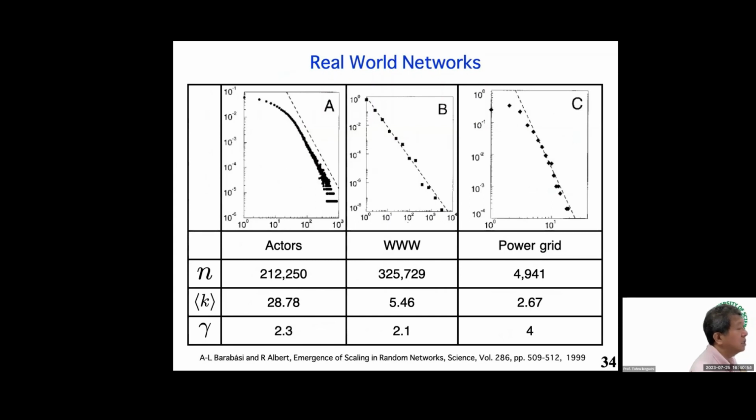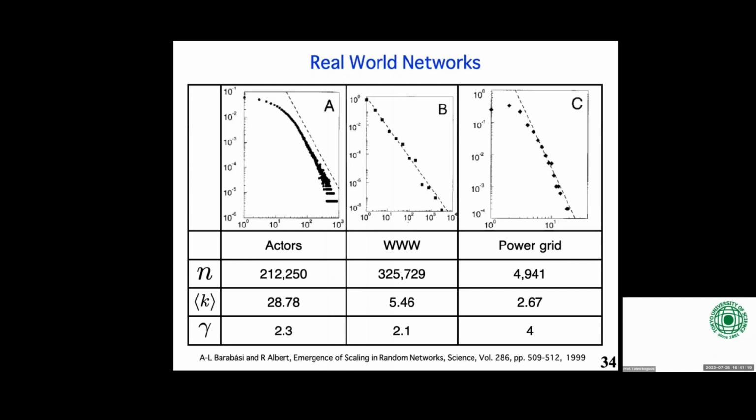Here you can see the results. Now A is the network of the actor co-starring relationship, B is the World Wide Web, and C is the power grid data. In this table, you will find the number of vertices, the average degree, and the value of gamma.